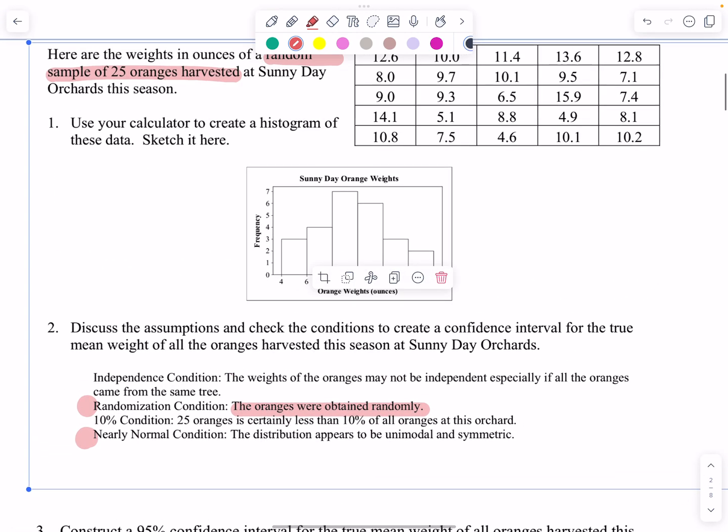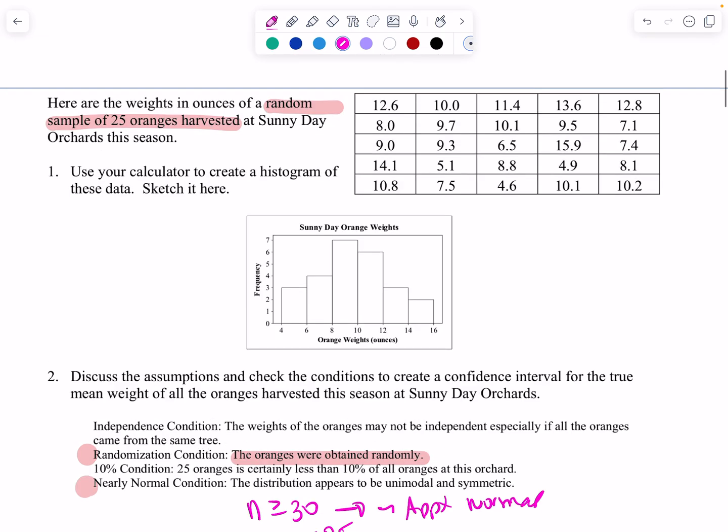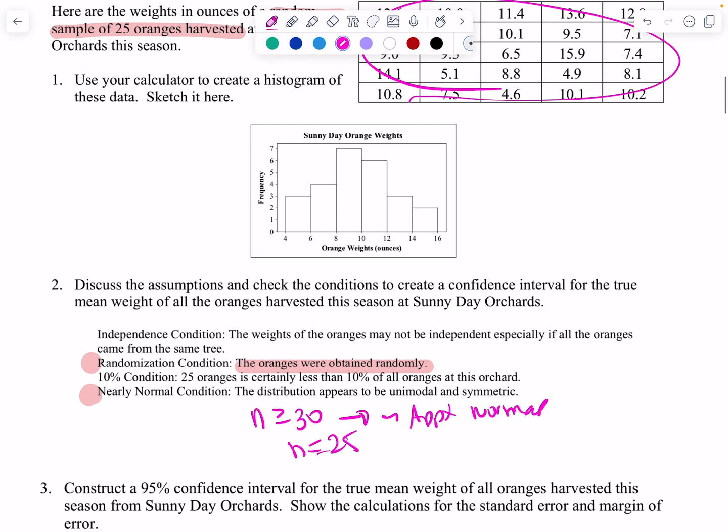And then the normal condition is that, remember, because these are means, these are averages, n greater than or equal to 30 would imply that it is approximately normal. However, n, which is the number of samples, is 25. That means there's 25 pieces of data here. And since that's less than 30, I have to draw a picture. But the picture, as you can see, is approximately normal.